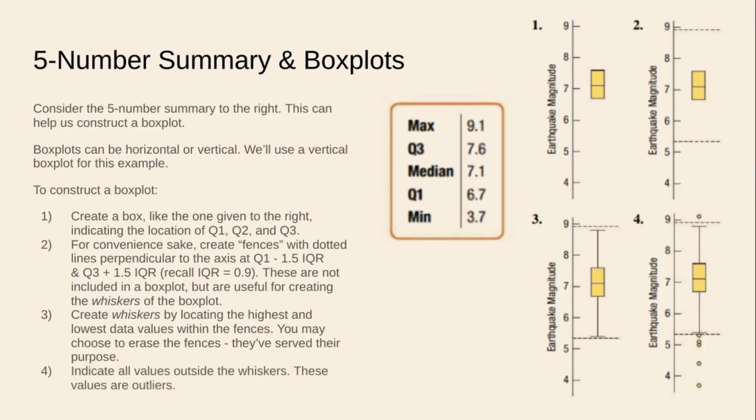Last step is to indicate all values outside the whiskers, all right? Everything that is not within the whiskers now is automatically an outlier, and that is part of the power of a box plot. That's why we plot these fences in the first place. Everything outside of the box plot right here, all these little dots above and below, they constitute outliers.